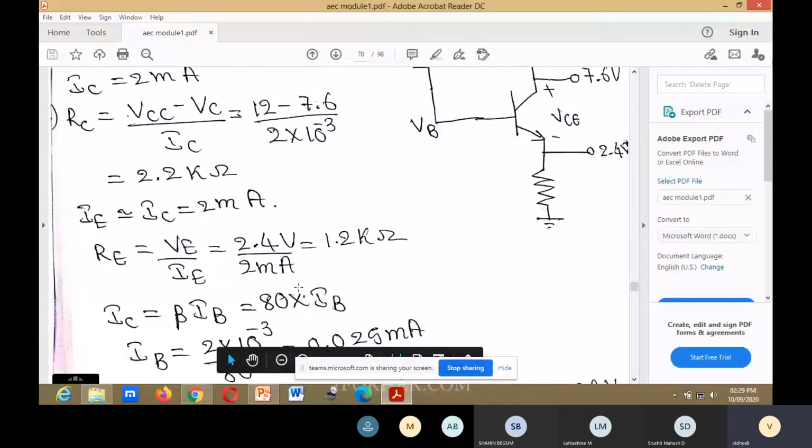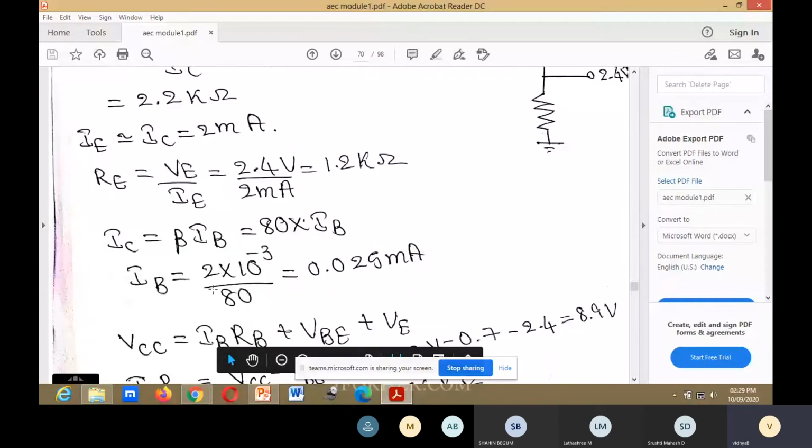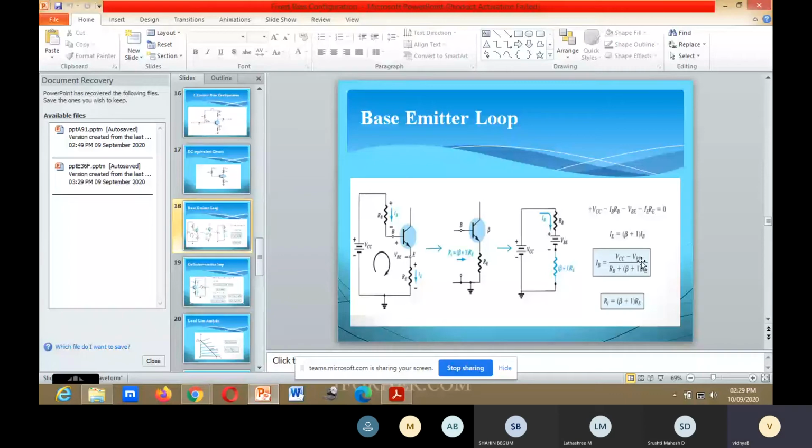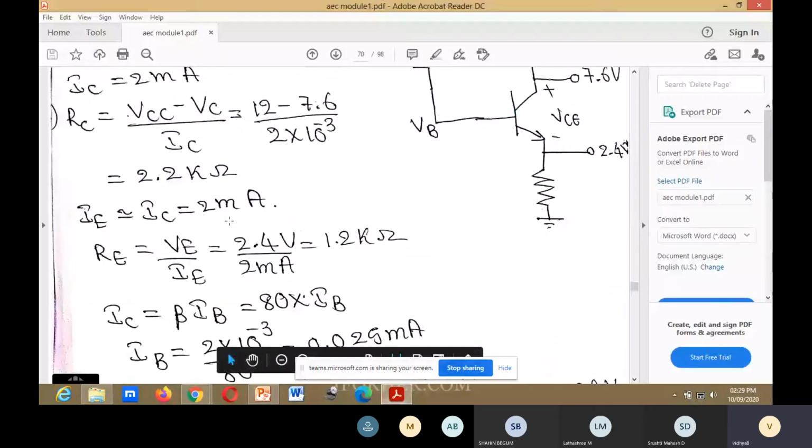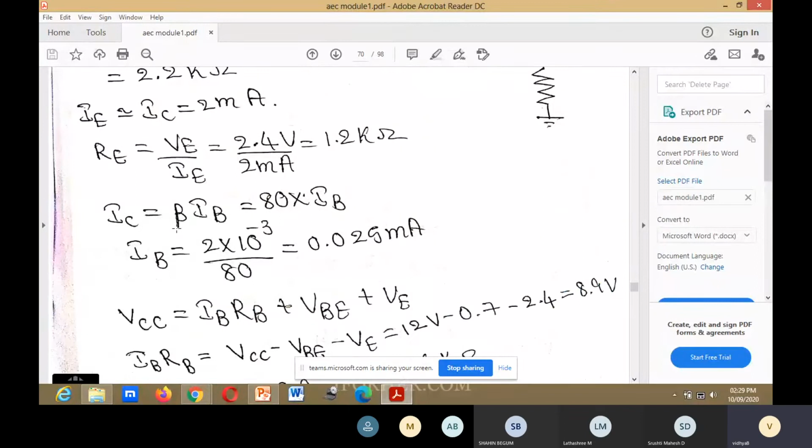Why are we not going for the direct equation IB is equal to VCC minus VB divided by RB plus RE? Because we don't know the resistor values. Okay, that's why we are going for the alternative method. First we will find out RC, and we will find out IE, and next RE. Next we will go on to find out IB.